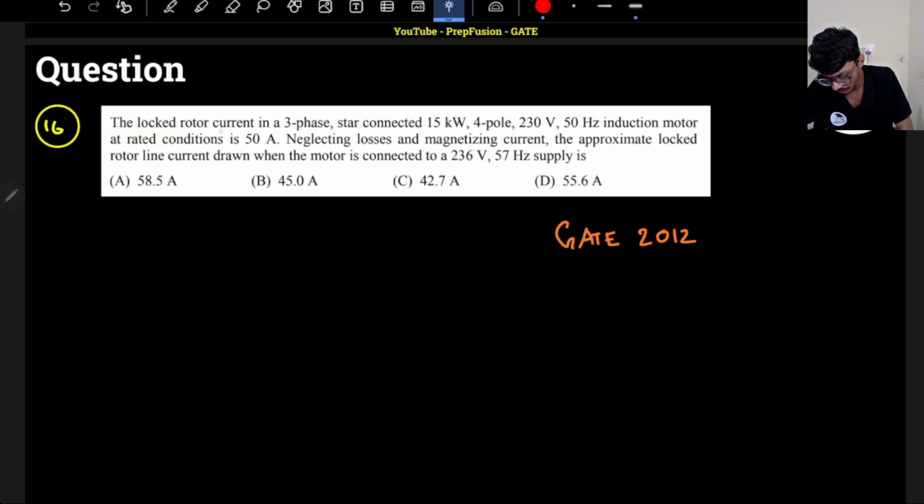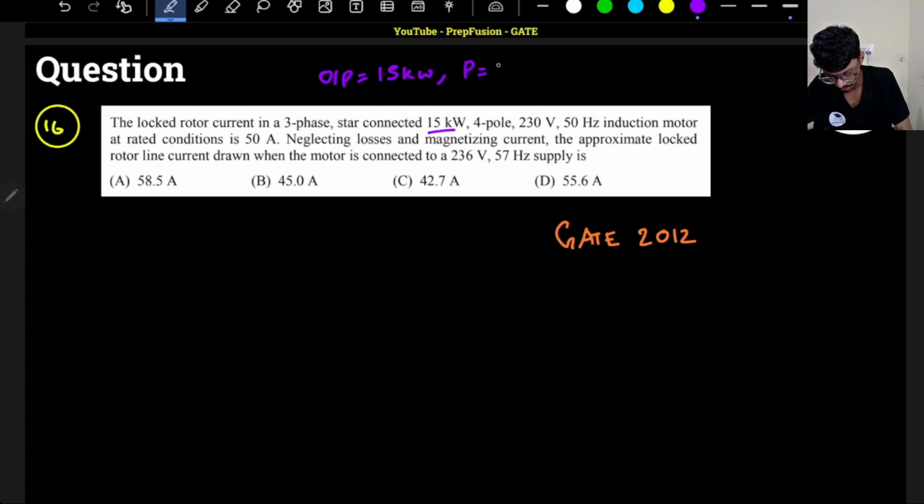The locked rotor current in a three-phase star connected 15 kilowatt 4 pole 230 volt 50 hertz induction motor at rated current conditions is 50 amperes. So it's a locked rotor; basically we are performing the blocked rotor test. So it is a star connected 15 kilowatt motor. So the rating of the motor is 15 kilowatt, the motor output is 15 kilowatt.